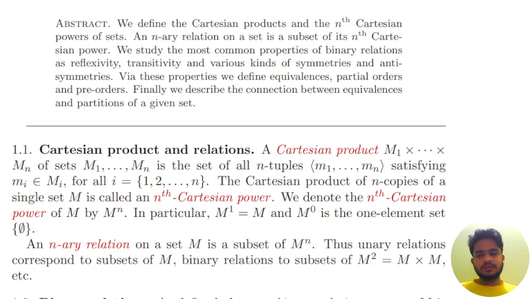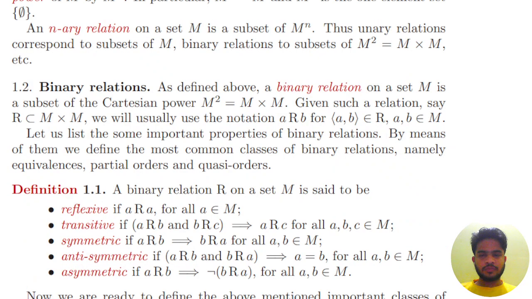An n-ary relation on a set M is a subset of M power n. Thus, unary relations correspond to subsets of M, binary relations to subsets of M square equals M cross M, etc. Let us understand about binary relations. As defined above, a binary relation on a set M is a subset of the Cartesian power M square equals M cross M.